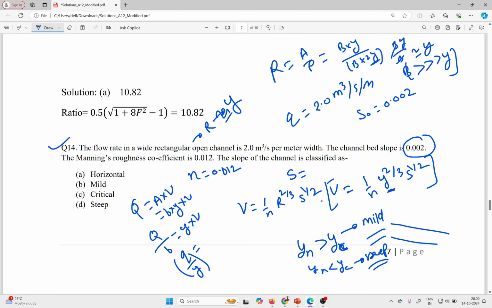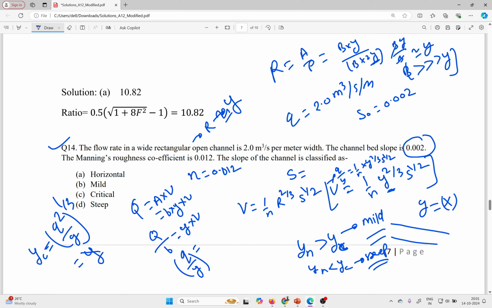This value. So now you can put here small q divided by y is equal to 1 by n into y to the power 2 by 3 into S to the power 1 by 2, where everything else you know. From here you will calculate the y value. Let's suppose it comes out as capital X. Then you will apply the critical depth formula: yc is equal to (q squared divided by g) to the power 1 by 3. From here you will calculate y. Let us suppose it comes out as capital Y. If capital X is greater than capital Y, it will be mild. If capital X is less than capital Y, it will be steep.